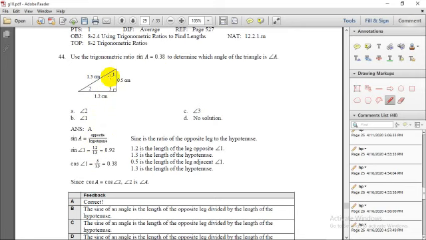Sine of angle A, what's sine of angle A? Opposite, which is 12, over hypotenuse, which is 13. 12 over 13 equals 0.92. So it's not equal to 0.38. So of course the angle will be angle what? Angle 2. But let's check it.